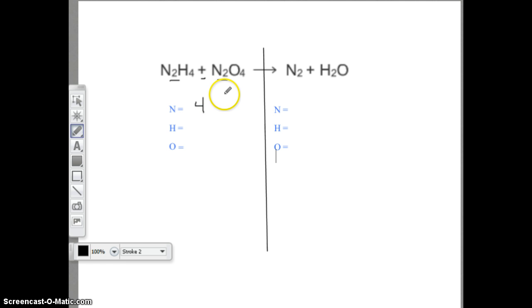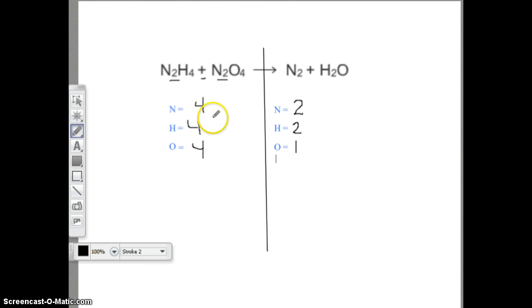How many hydrogens are on the left? 4. And how many oxygens? 4. Right-hand side, or product side, how many nitrogens? 2. How many hydrogens? 2. How many oxygens? 1. All right.